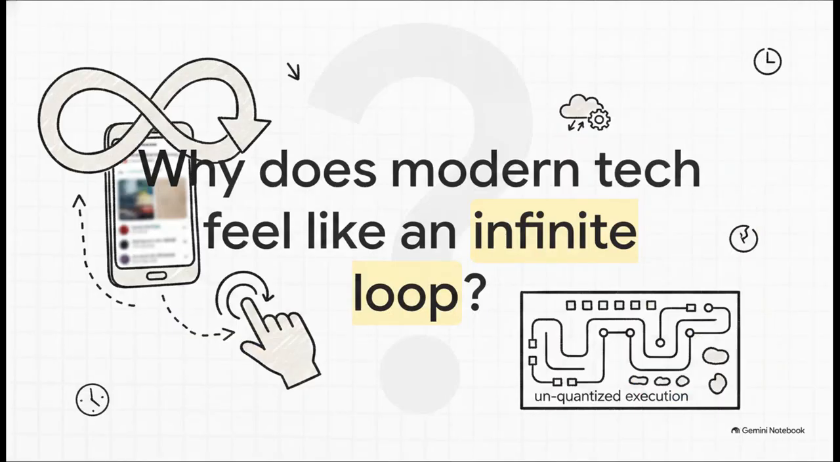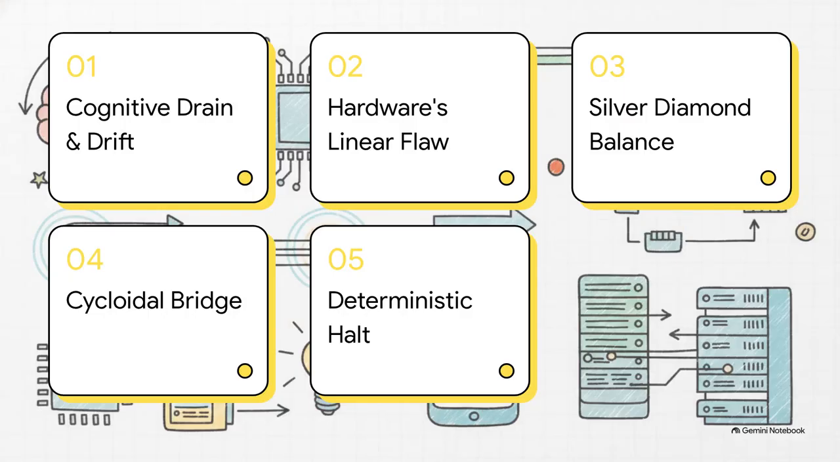Think about it for a second. Why does modern technology feel like an infinite loop? You scroll, you process, you click, and there is just never quite an end to it. That daily experience of digital burnout is something practically all of us share. And today, we're going to link that exact feeling to a fascinating concept buried deep in circuitry systems design called unquantized execution.